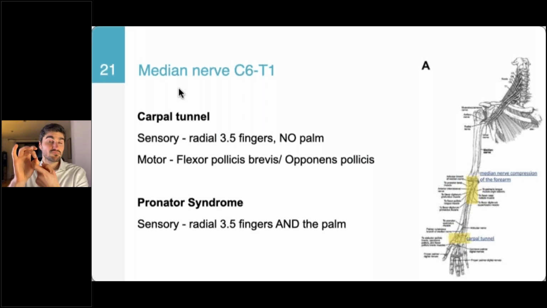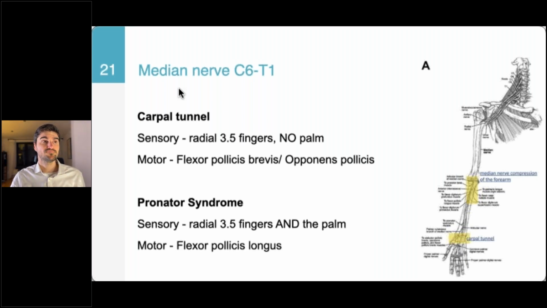So really easy, right? Can you oppose your thumb? No, it's at the carpal tunnel. Okay, you can't oppose it. Can you make an OK sign? Yes, you can. Fantastic. Carpal tunnel. You can't make an OK sign? Okay, it has to be before the carpal tunnel. It's median nerve, either pronator teres or anterior interosseous.